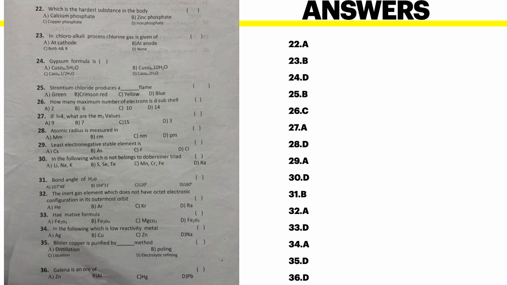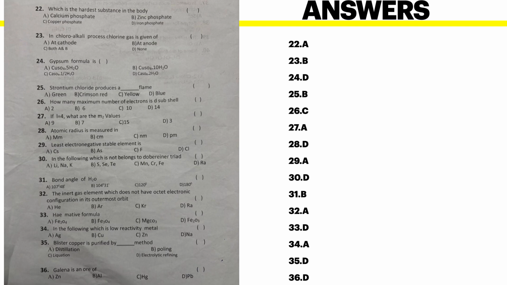Next one, 30th. In the following, which does not belong to the Dobereiner triad? Radium does not belong to the Dobereiner triad. So D is the right answer. Bond angle in the water H2O molecule. For the 31st one, B is the right answer. That is 104 degrees 31 minutes.